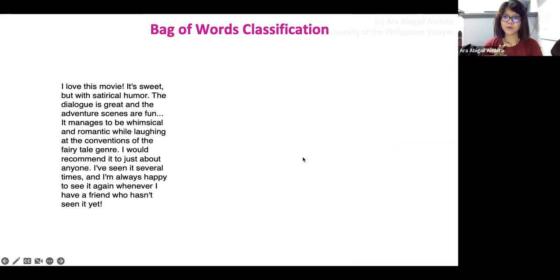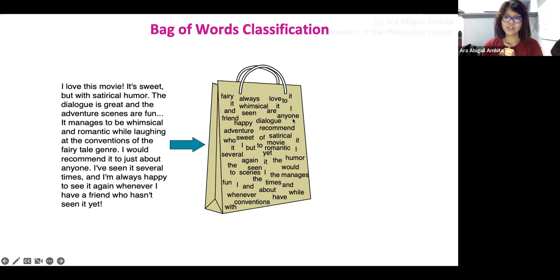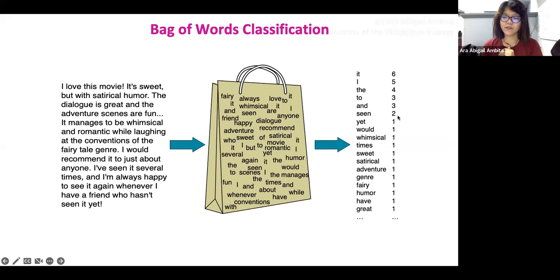So the bag of words approach treats a document or a text, or in this case, in the problem that we are going to solve, the email. It treats this text as a bag of words such that the order of the words is not considered, okay? And we only take note of the frequencies of the words, or how many times the word occurred in this text, okay? So in this case, the word "it" has appeared 6 times in the message, or the word whimsical or satirical or adventure has appeared once in the text, right?